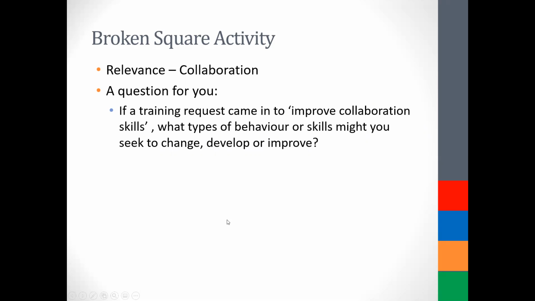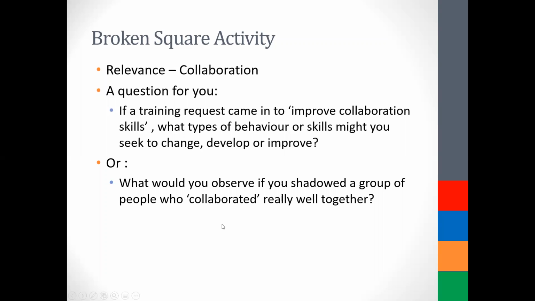If a training request came in for you to improve collaboration skills, so someone said, our team doesn't collaborate very well, I'm sure you've heard it before, but we have silos and we can't get people to cross them. What are the types of behaviours or skills you might want to seek to change, develop or improve in such a training programme? Another way of looking at it is if you were shadowing a group of people who collaborated really well, what would that look like? What types of things would you see? I'll give you just a minute and I'll try and note down some of these as they come through.